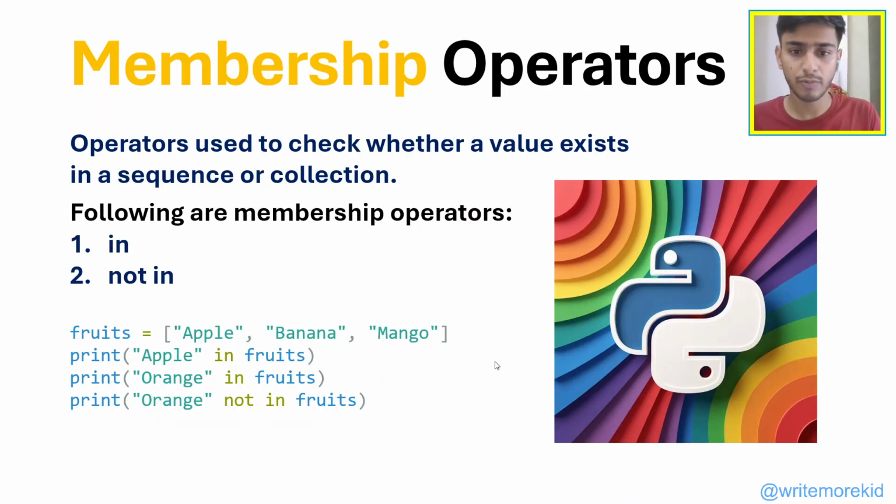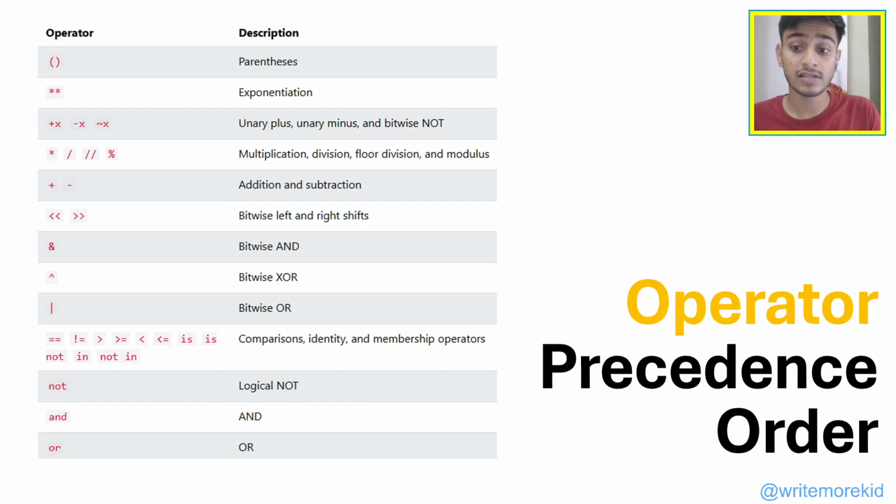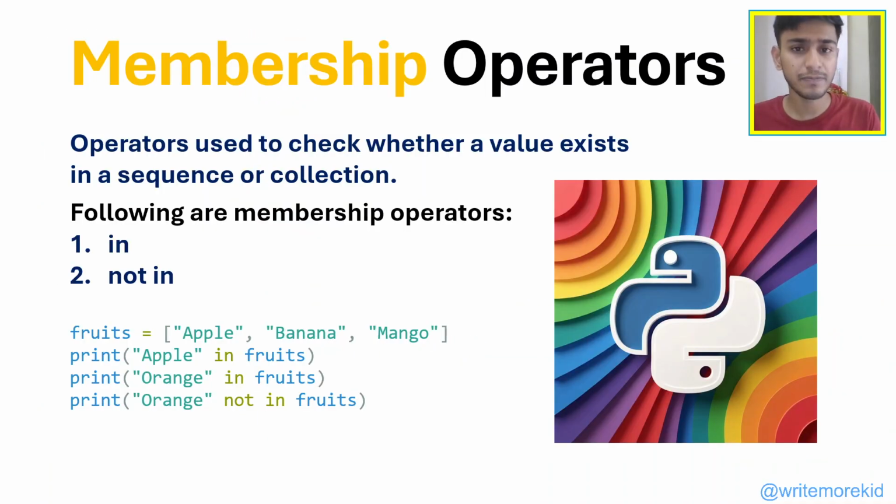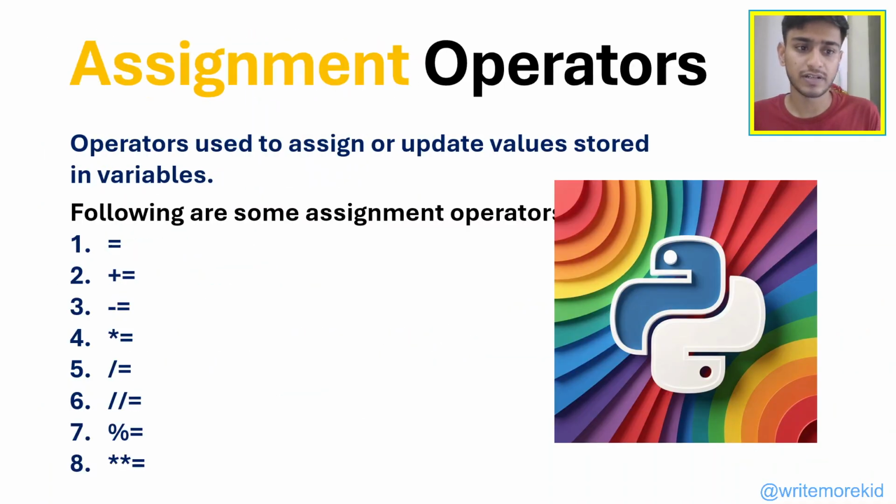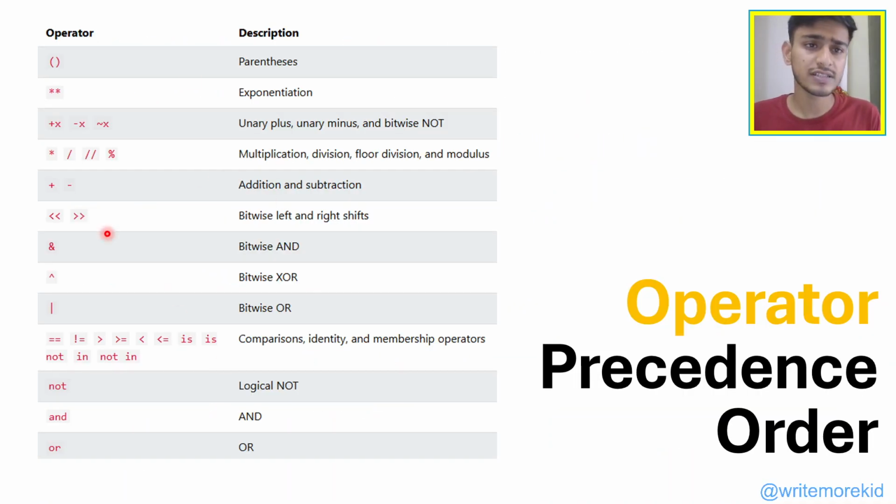So these were our membership operators, and there is a concept of operator precedence order. We will practice a few more questions over all these operators. How does Python operate over an expression? For that, we need to know the order in which Python gives priority to certain operators. Parentheses are the most important, then exponential, then the unary, then multiplication, division, floor, and modulus, then addition, subtraction, then the bitwise, then our comparison operators, then our logical operators. Like this, we have a certain precedence order.